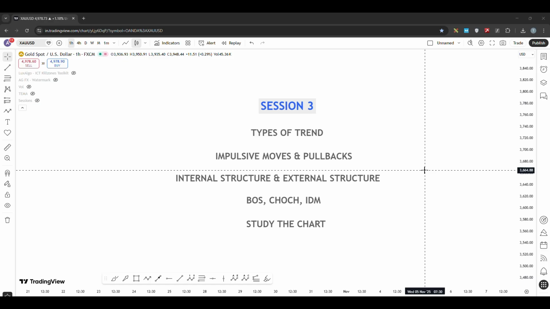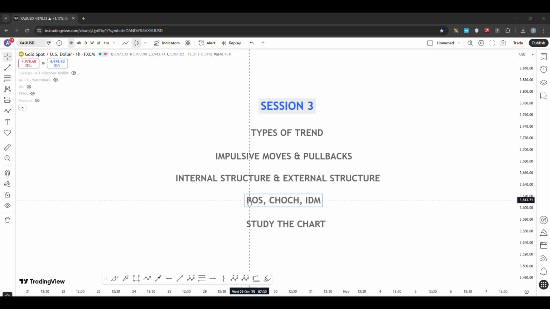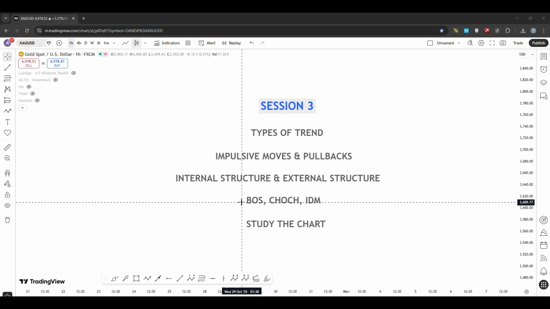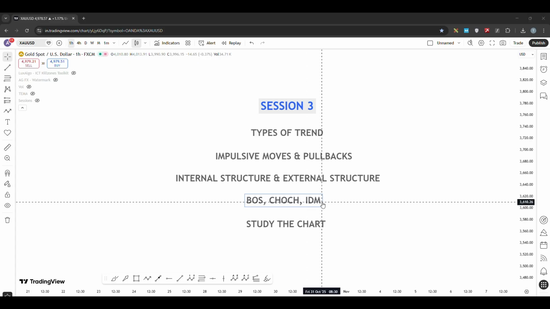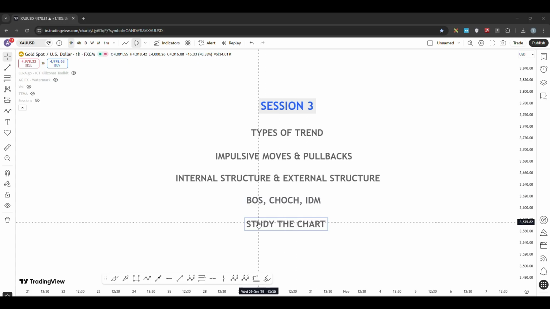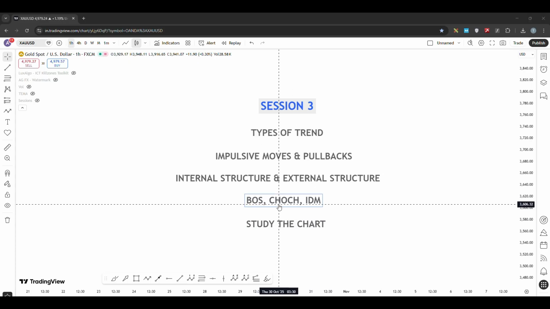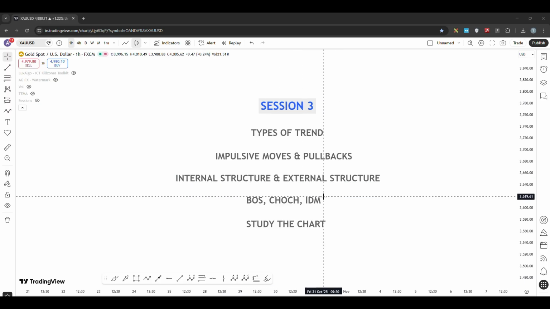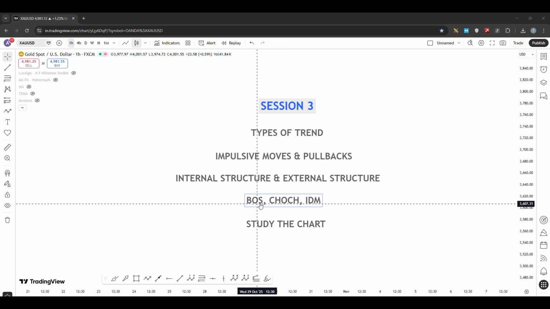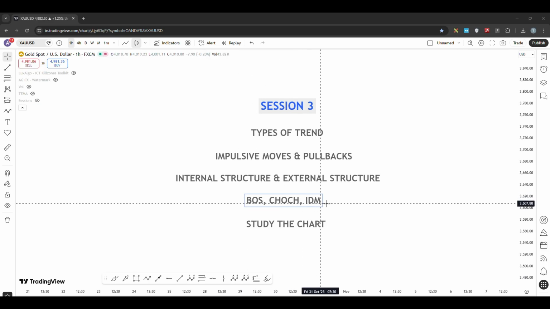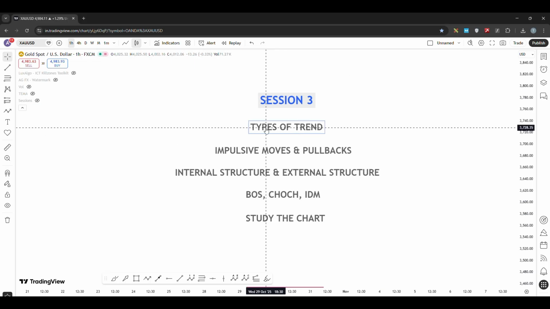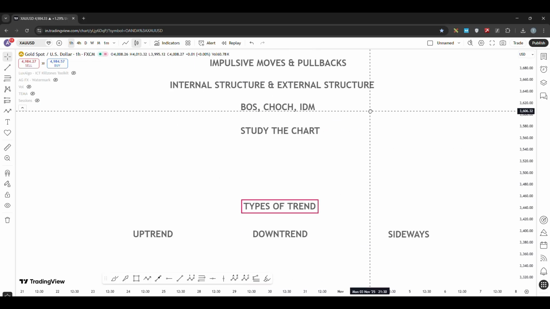And related to that, we have got the three concepts that we use in trading, which is break of structure, change of character, and inducement. And then we will study the chart where we will see the internal structure, the external structure, and we will find out these concepts that we'll study in the chart itself. Okay, so let's start with the first one, which is the types of trend.